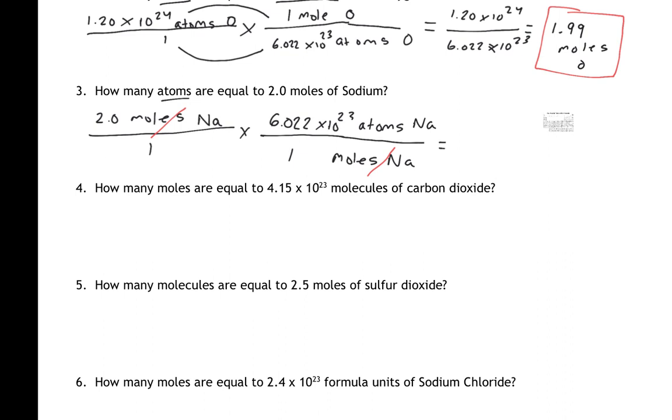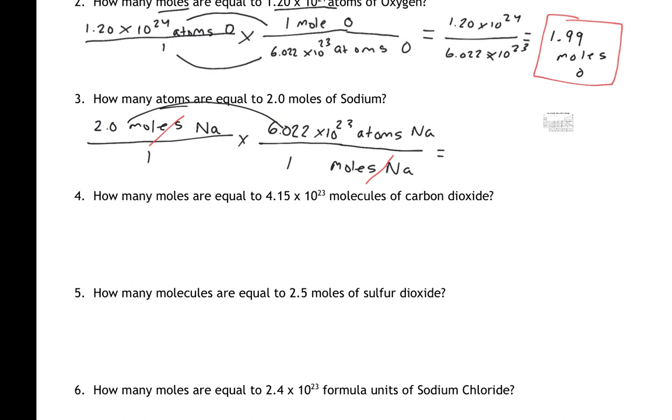We're going to multiply those together. 2 times 6.022 times 10 to the 23rd. Our answer here is 1.20 times 10 to the 24th atoms of sodium. Now what's interesting, I want you to take a look at this, is we had 2 moles of sodium and we had 1.20 times 10 to the 24th atoms of sodium.